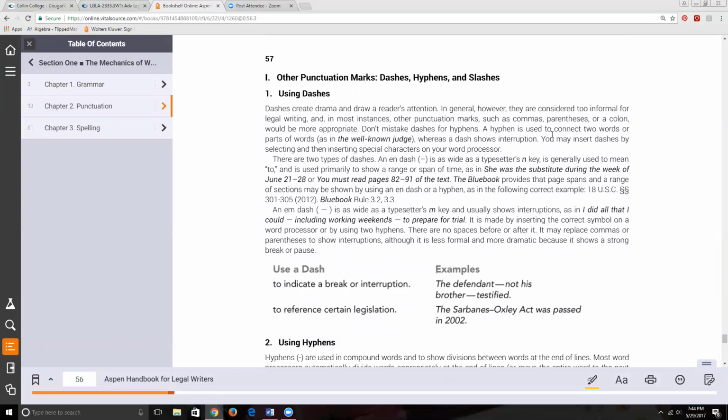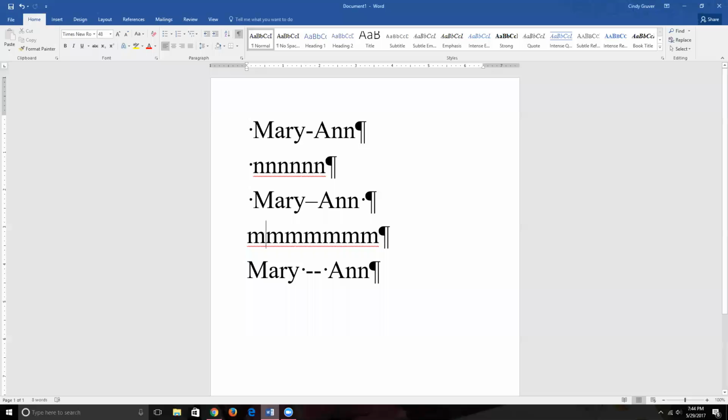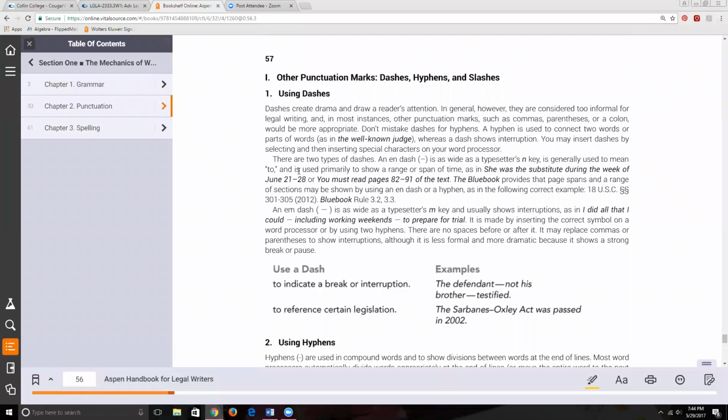Okay, but let's just talk about these, because even though we're not going to use them in legal writing, they do have relevance, especially the N dash for some things that you do need to do. Let me just show you how we're going to use them. Actually, let's just talk about them generally. To indicate a break or interruption, you can see here, the defendant, not his brother, testified. Absolutely, you could use a comma here instead of the M as in Michael dash.